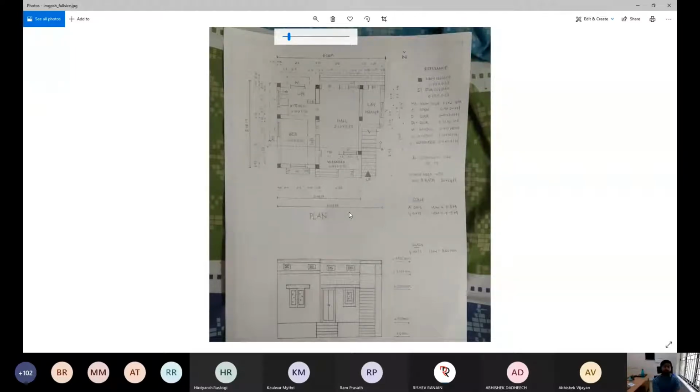So here 6.26 meter it's showing. So 6.26 meter means 626 centimeter. So if you are taking 1:50 scale, then 626 divided by 50.